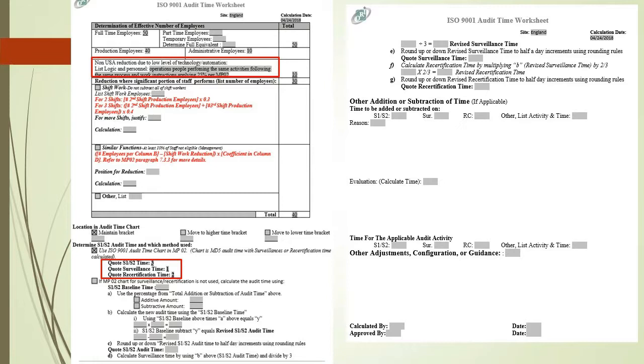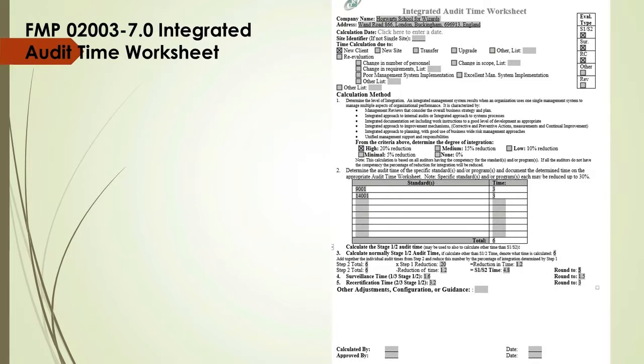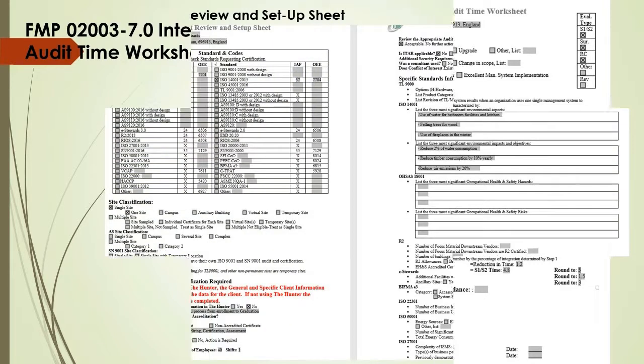Then we have the audit time worksheet, but in this case for ISO 14001. The calculation of the audit time for ISO 14001 is done in the same way as ISO 9001. However, don't forget to use the chart for ISO 14001, not ISO 9001. Continue filling out the rest of the worksheet in a similar fashion as with 9001. Now, let's look at the integrated audit time worksheet. Once we have the audit time for all the standards that will be audited, you must use this integrated worksheet. Simply follow the instructions detailed in the document and use the formula it provides.